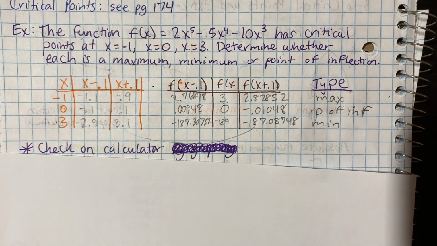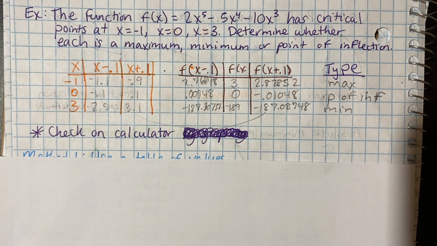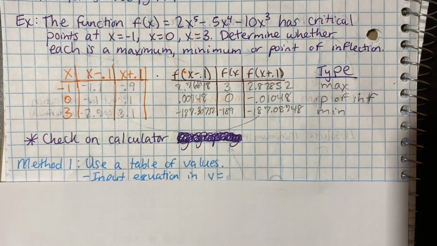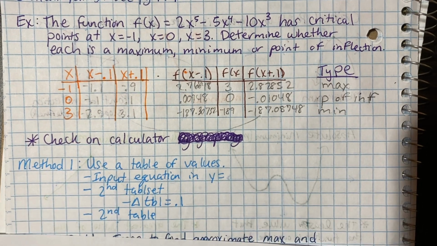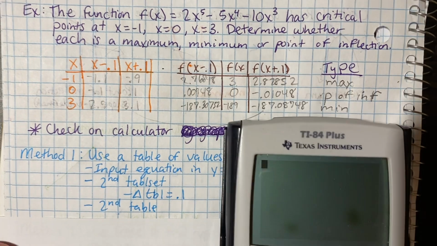All right. We could then check this on our calculator using a couple different methods. Method number 1: you could use a table of values. I'm going to show you what to do with that.